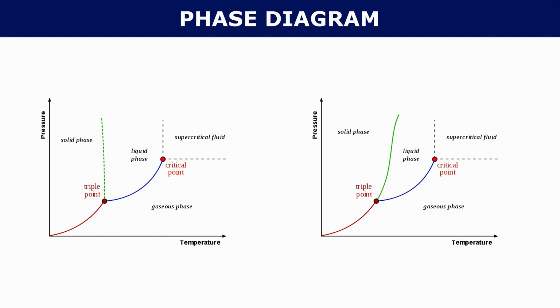But that isn't the case for most substances. For most substances, the solid form is more dense than the liquid form. And so that's why the slope there would be positive.